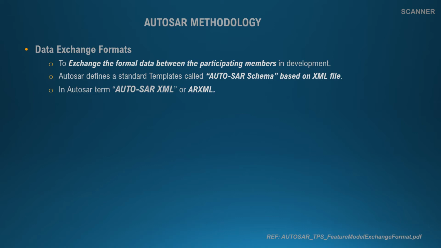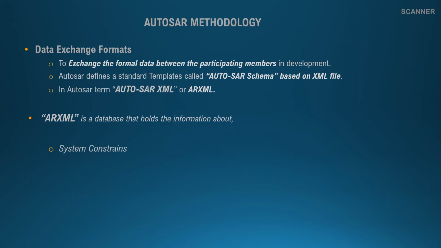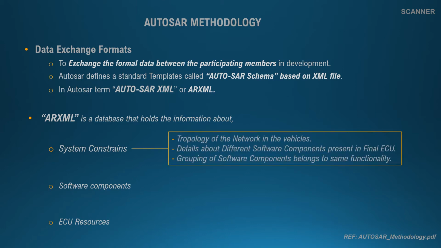To simplify, we can consider AR-XML as a database that holds the information about the system constraints or software components or details about ECU resources. System constraints include the topology of the network in the vehicles, information about different software modules or software components that are to be present in the final ECU, and the grouping of software components belonging to the same functionality.